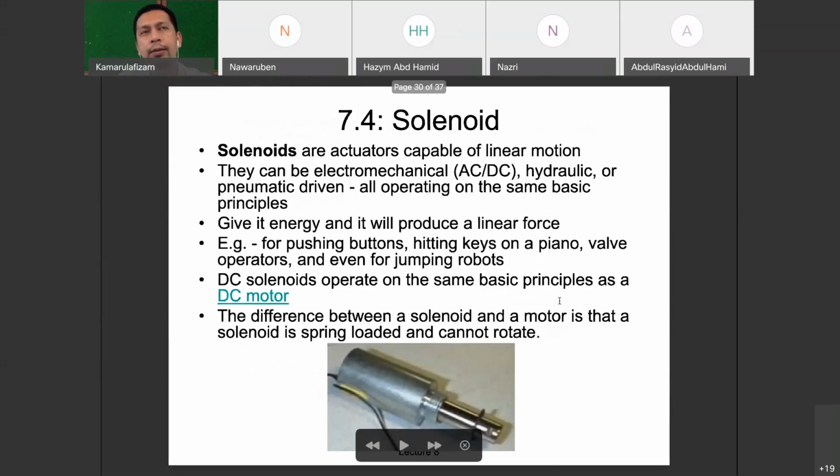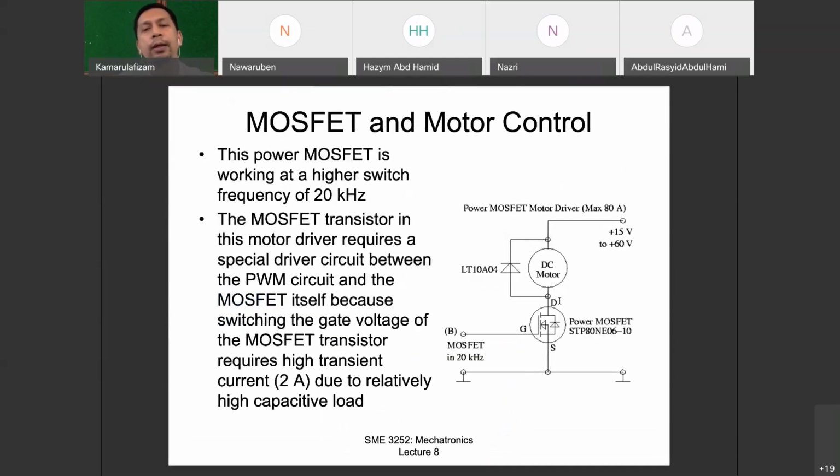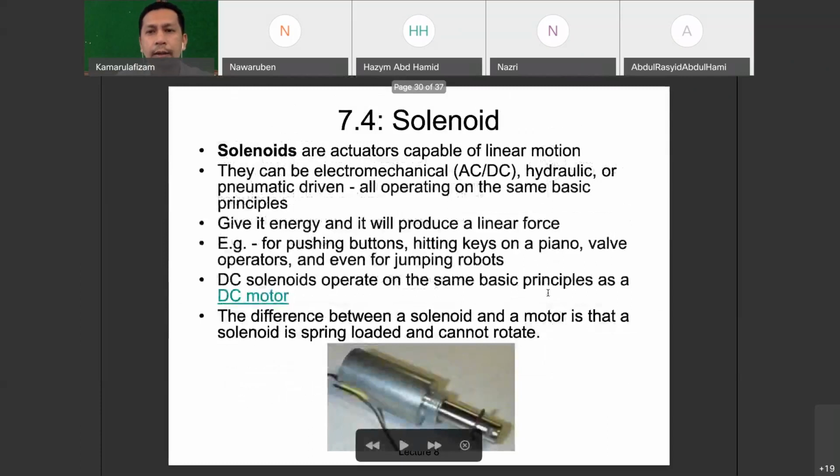Okay, and biasanya kalau dalam kereta sekarang ni dia banyak pakai electrical module. Kalau modul tu rosak, biasanya MOSFET ni yang terbakar, sebab MOSFET dia biasa handle high current, dan high current punya barang ada very high stress, high tension, dia tak tahan lama.